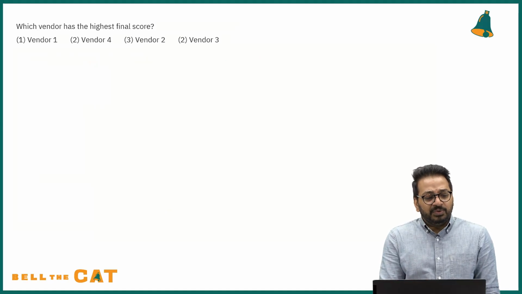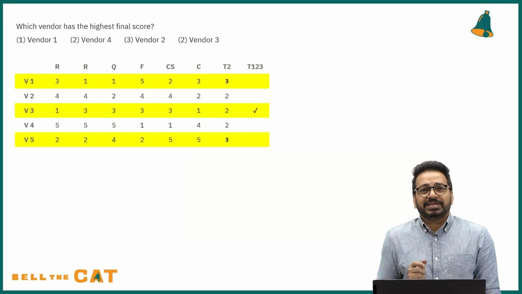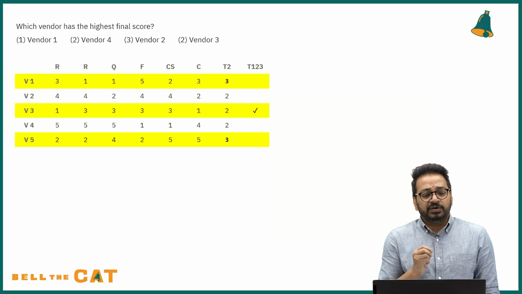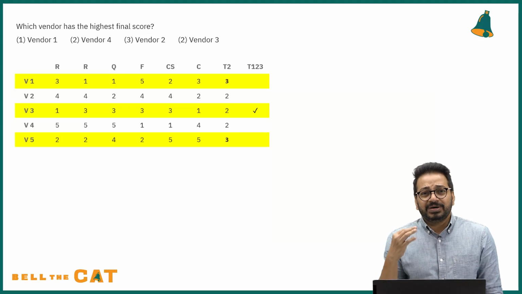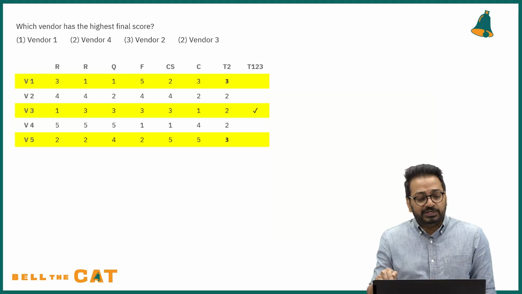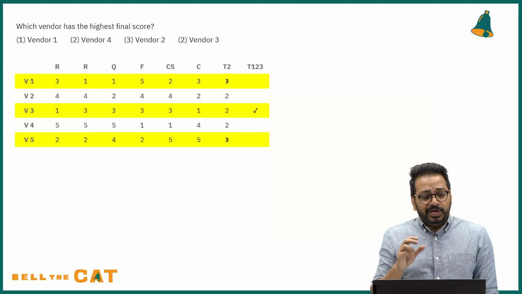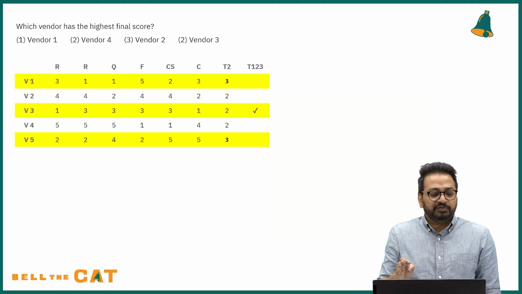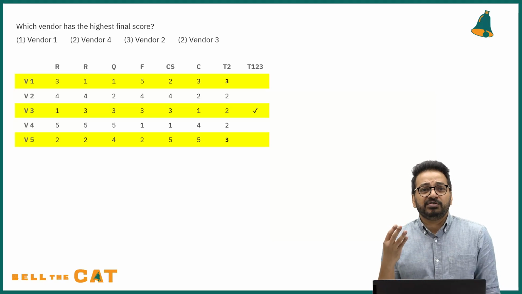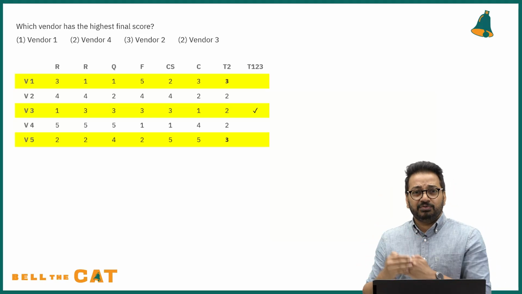Then you come to the final one: which vendor has the highest final score? They're saying which vendor has the highest final score? 1, 4, 2, and 3. Now, I know that vendor 1 has 3 top 2s, and I know that vendor 3 has only top 3s. That means these two have to be among the top 2. Now, if you look at vendor 4 and vendor 2, the other two, vendor 4 has 3 5s. Vendor 2 has 4 values which are top 4, right? I know despite being top 4, all these values can be close or whatever.